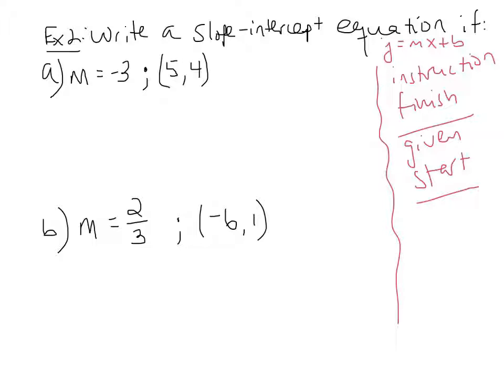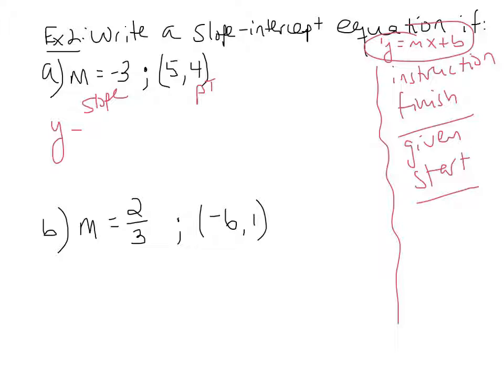So even though we're asked for a y equals mx plus b equation, we're not going to start with a y equals mx plus b equation. Since we're given a point and a slope, here's a point, here's a slope, we're going to start with the point-slope equation.